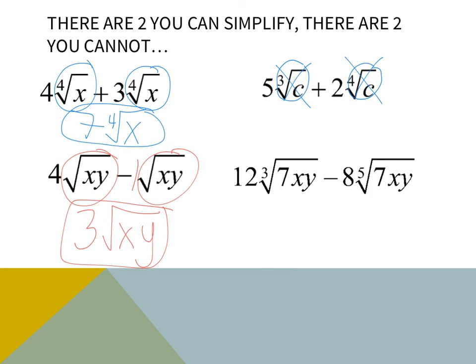Let's take a look at the last one. If you did read the directions, you'll know that this one's not going to work. But let's talk about why it's not going to work. I have the cube root and I've got the fifth root. No way, no how, ain't going to work.